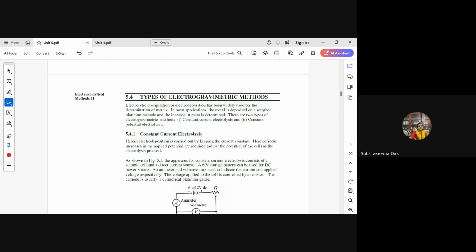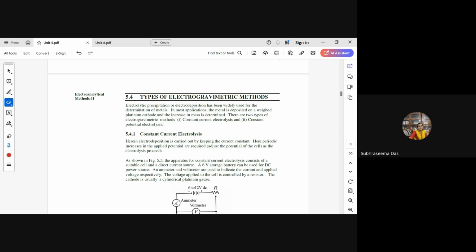Now, coming to the types of electrogravimetric methods, electrolytic precipitation, commonly known as electrodeposition, has been widely used for the determination of various types of metals. In most applications, the metal is deposited on a weighed platinum cathode, and the increase in mass is determined, since gravimetry employs the mass, the weight of the material. Here we calculate the metal that is deposited on the cathode after the process of electrolysis.